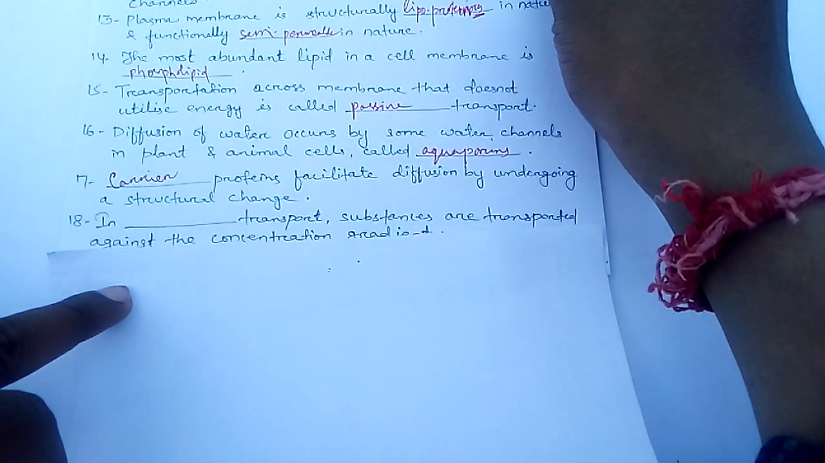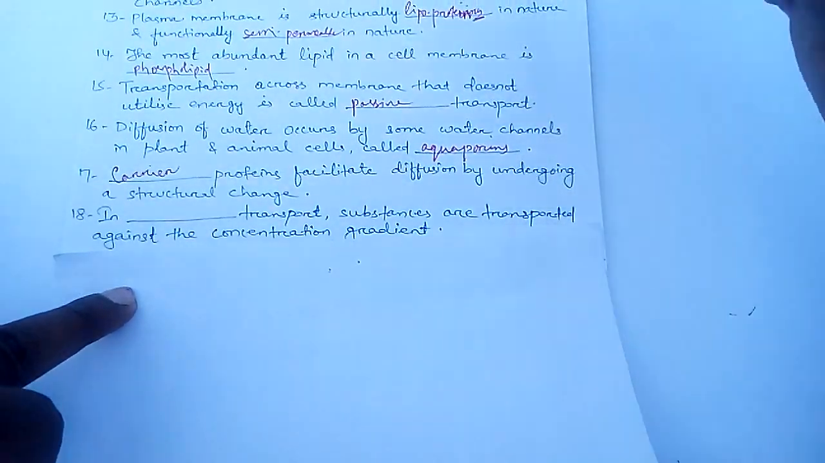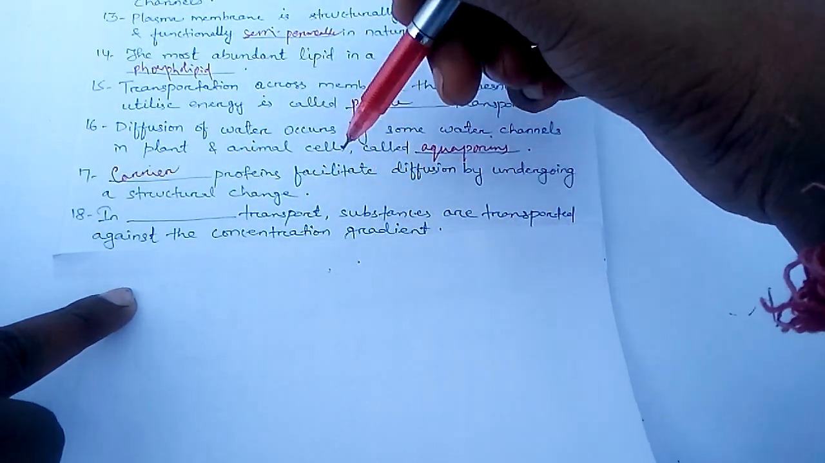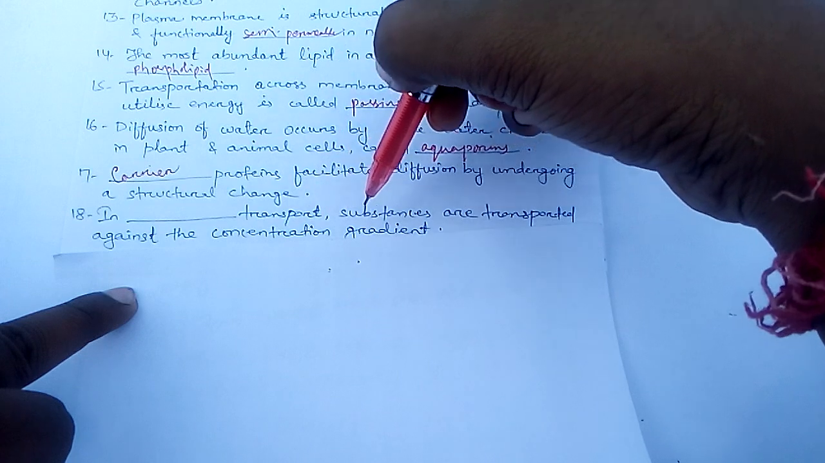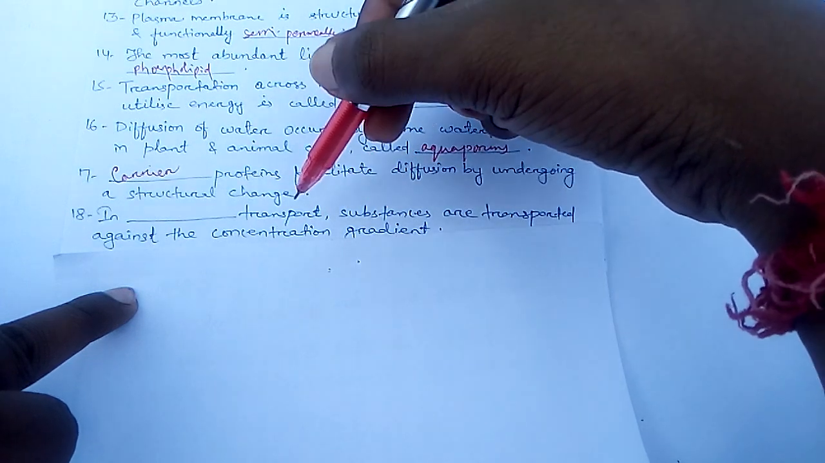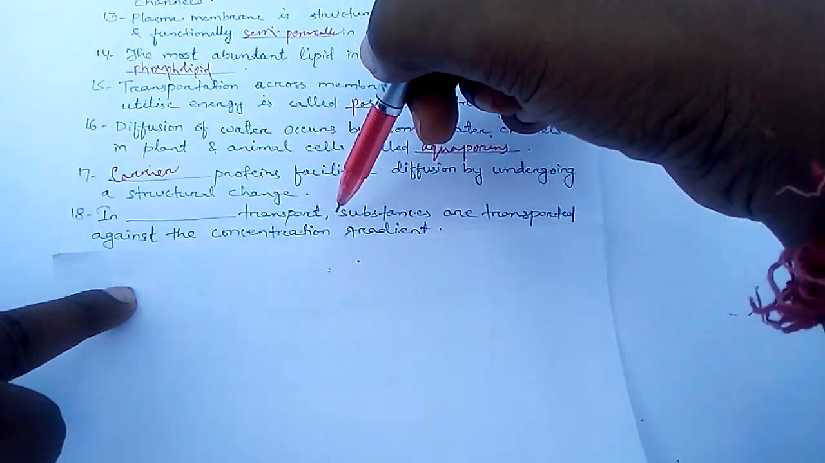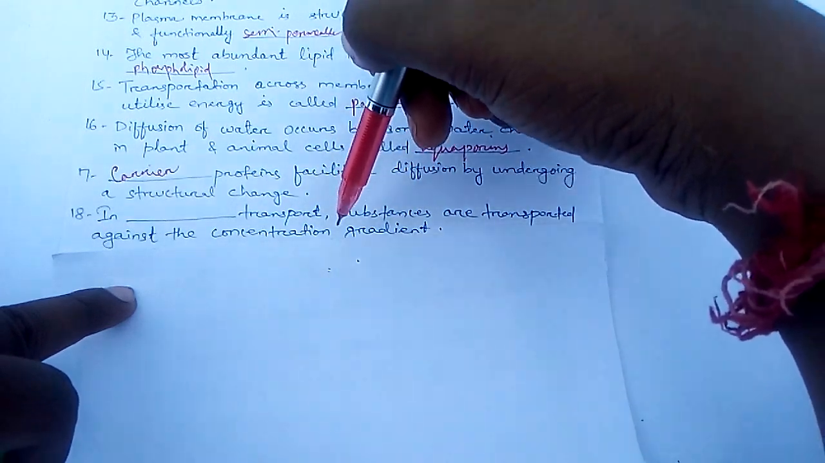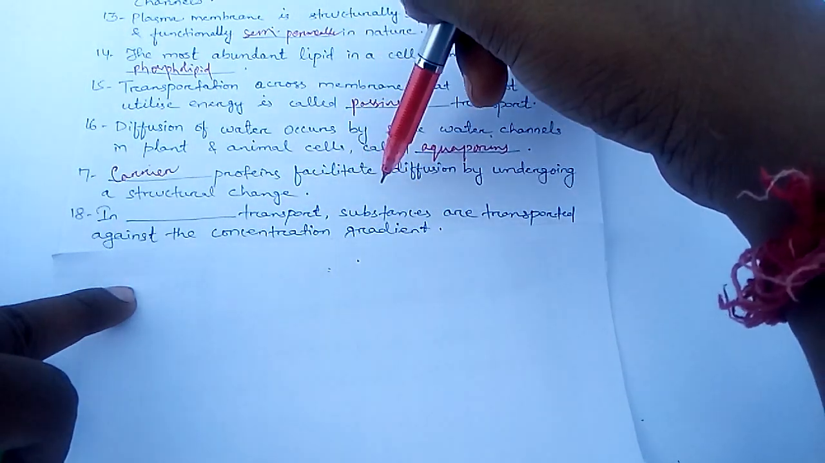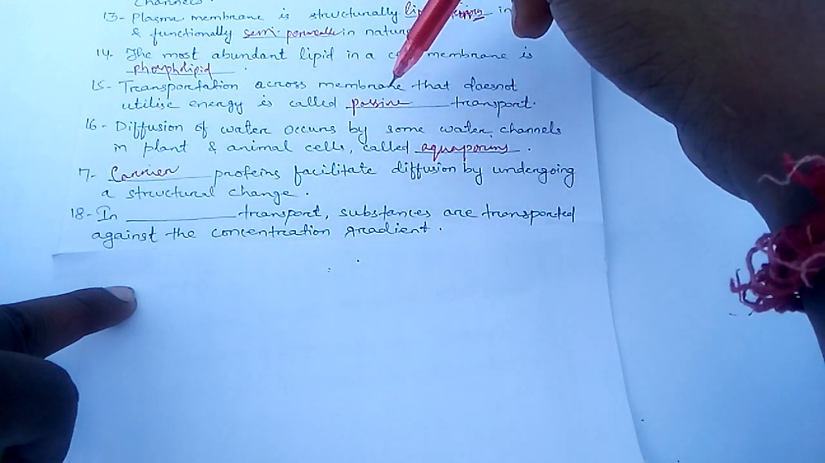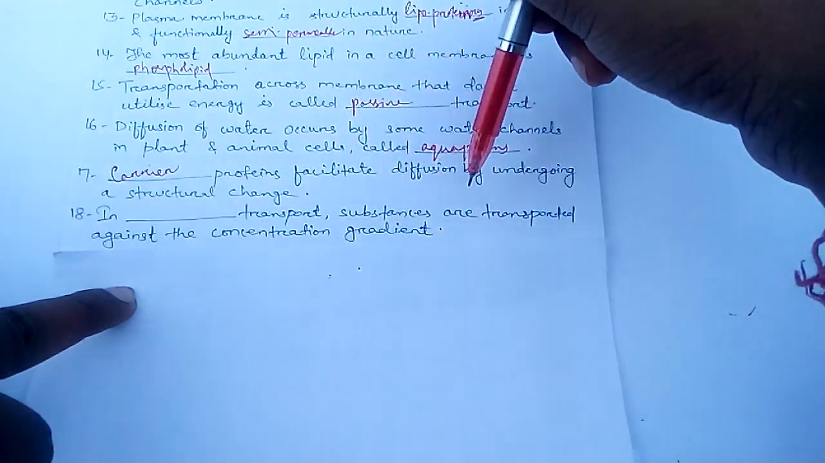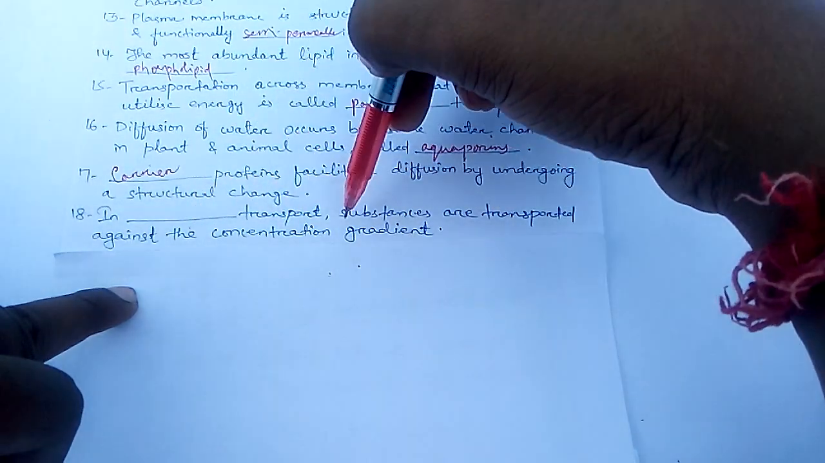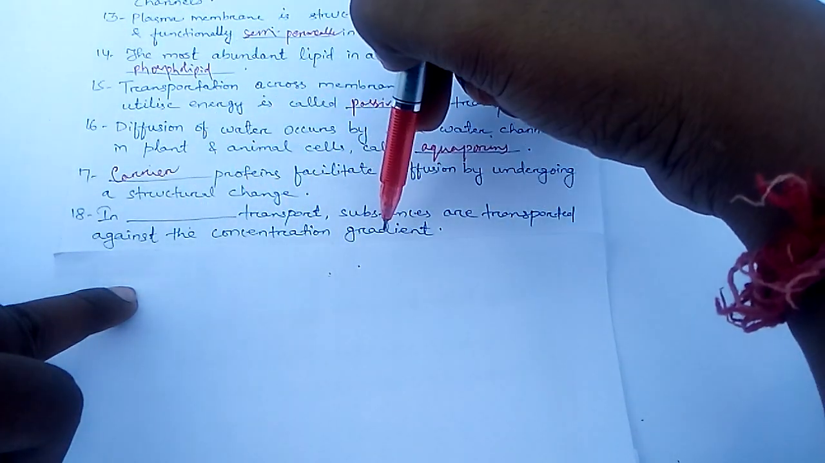Question number 18: ___ transport substances are transported against the concentration gradient. When transportation occurs against the concentration gradient, energy is required. When transportation occurs along the concentration gradient, energy is not required. As we discussed in question number 15 also, energy is required in which type of transportation? Active transportation. And against the concentration gradient means from lower concentration to higher concentration.